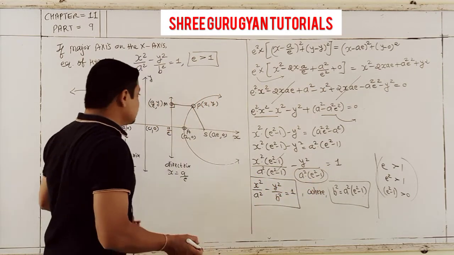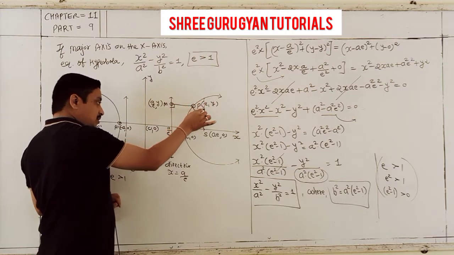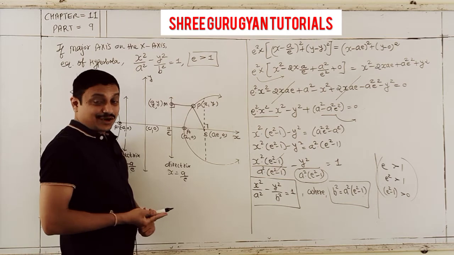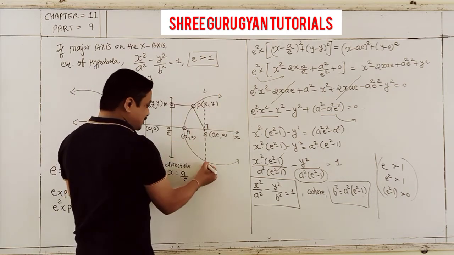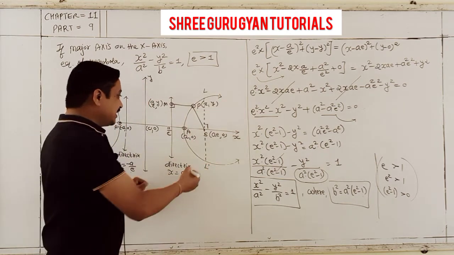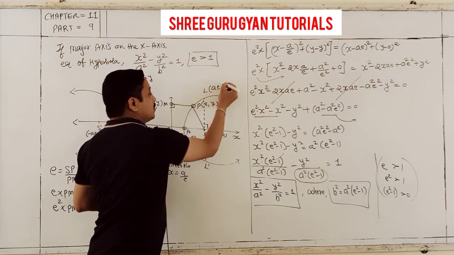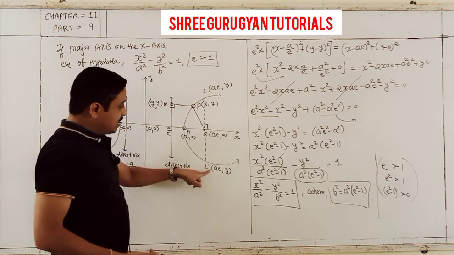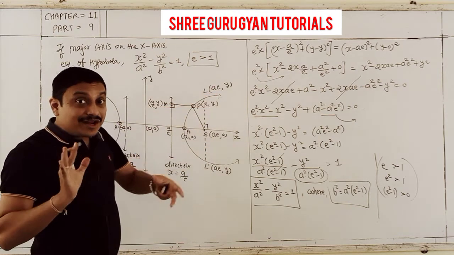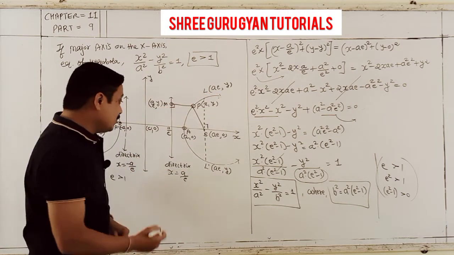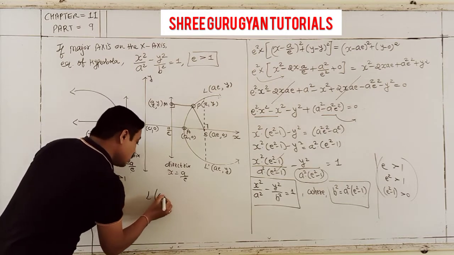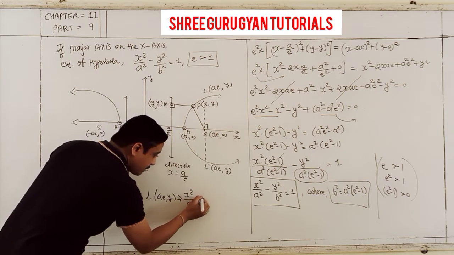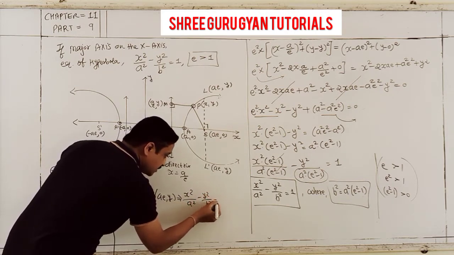Now I go to, students, here one of the lengths of the perpendicular segment passing through the focus. Yes, it is called the latus rectum. The x coordinate is the same, a e and a e, the y coordinate unknown. And I derive that L, students, is (ae, y), and apply it on the equation x square by a square minus y square by b square is equal to 1.